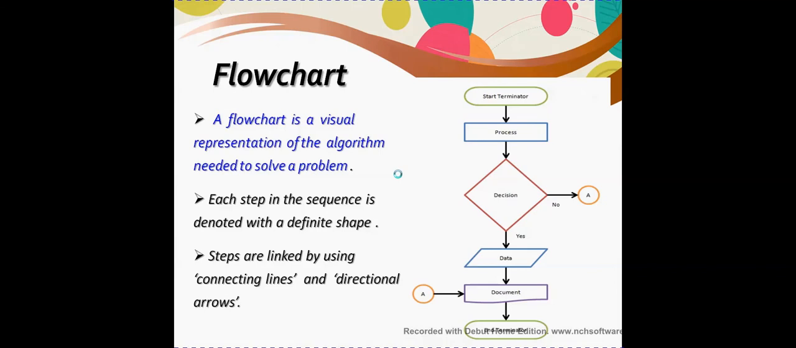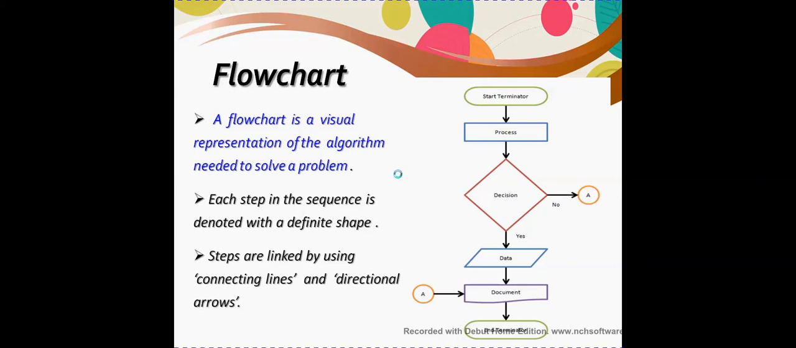So here is a flowchart. What is a flowchart? I have written the definition. A flowchart is a visual representation of the algorithm needed to solve a problem. It is the same definition that I told previously. It is just a visual representation of the algorithm needed to solve a problem. Each step in the sequence is denoted by a definite shape.